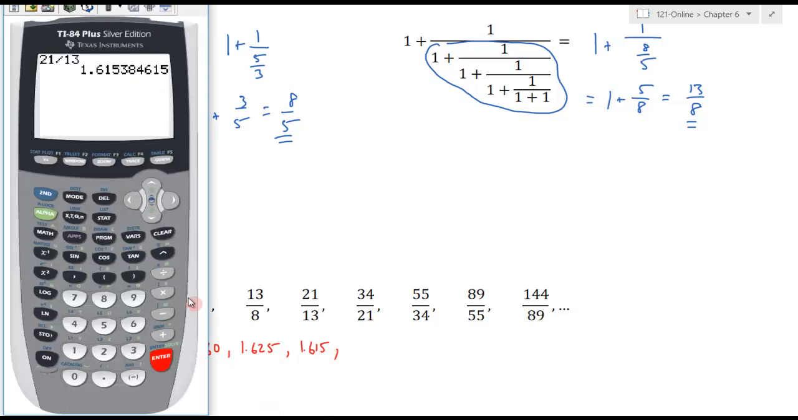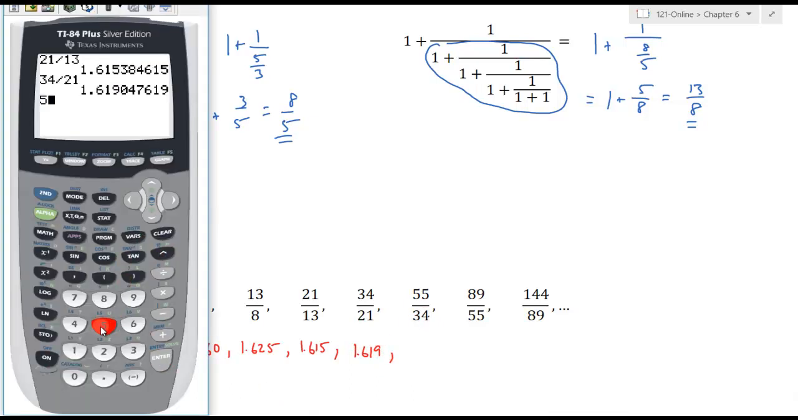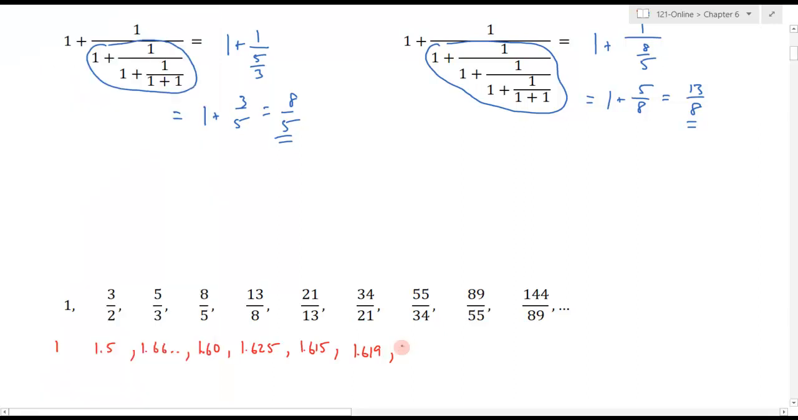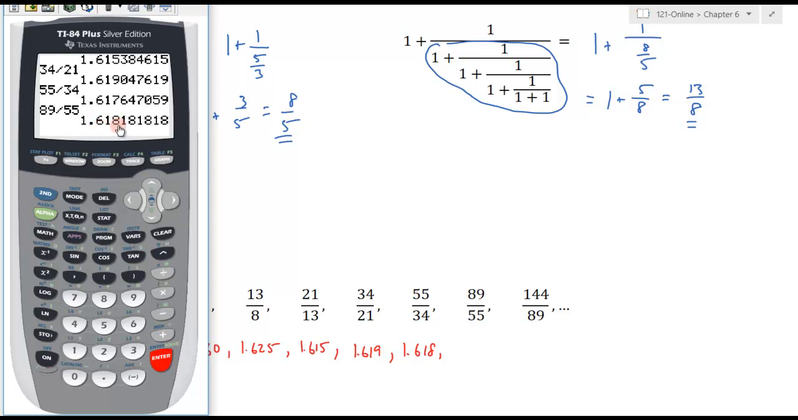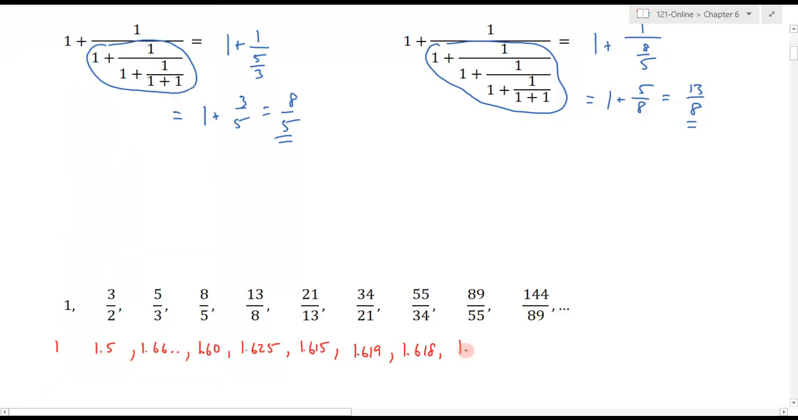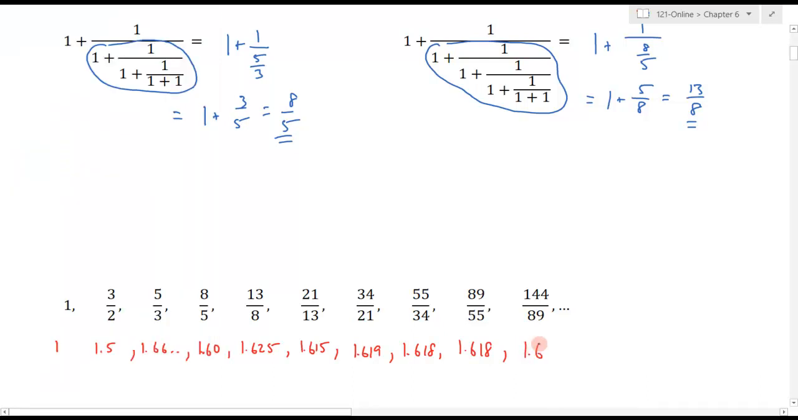How about the 34/21? 34/21 is 1.619. 55/34 is 1.618 if you were to round to 3 decimals. And the 89/55, you can see that's also 1.618. Looks like it's bouncing around here around 1.618, doesn't it? Let's try the last one there just for good measure. 144 divided by 89 is, again, if I round off, 1.618. So it seems like this is getting closer and closer to a number that's around 1.618.